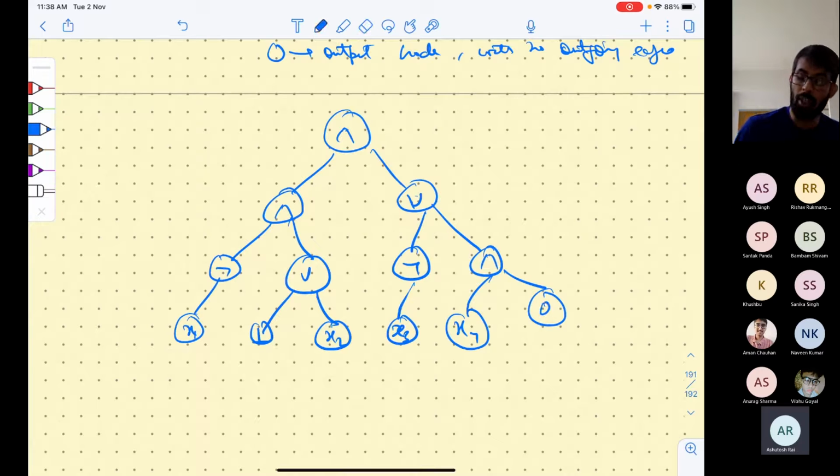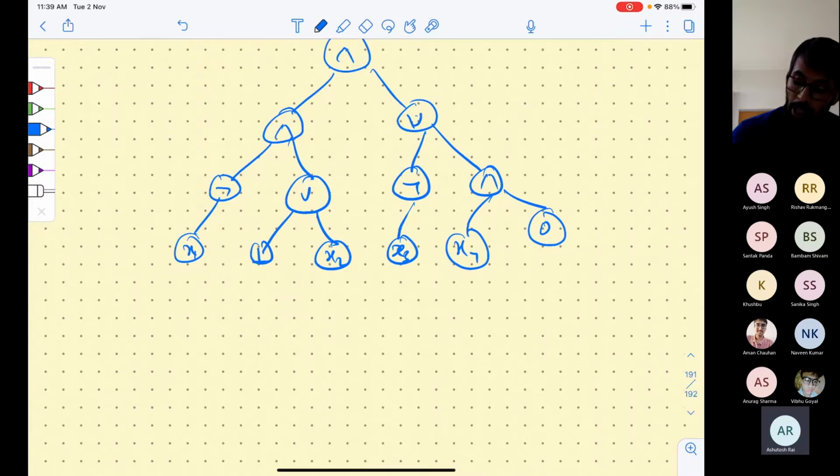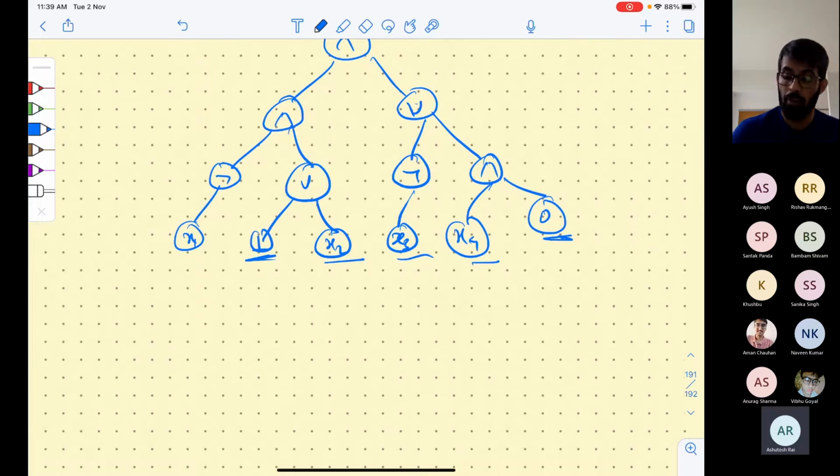Right, so this is a circuit basically. It is a directed acyclic graph. The leaves are either a constant, like 1 or 0, or they are an input, like one of x1, x2, x3, and x4.